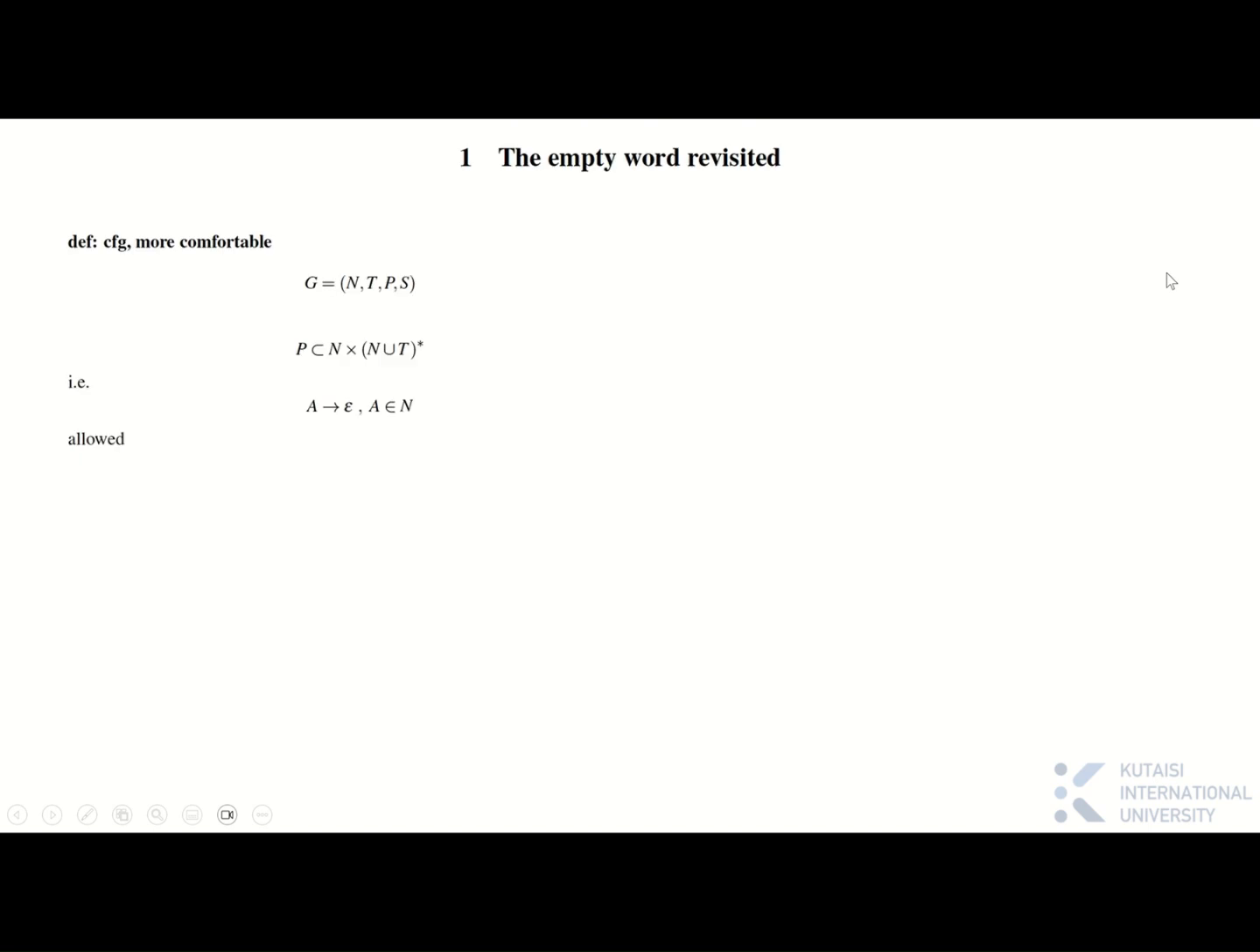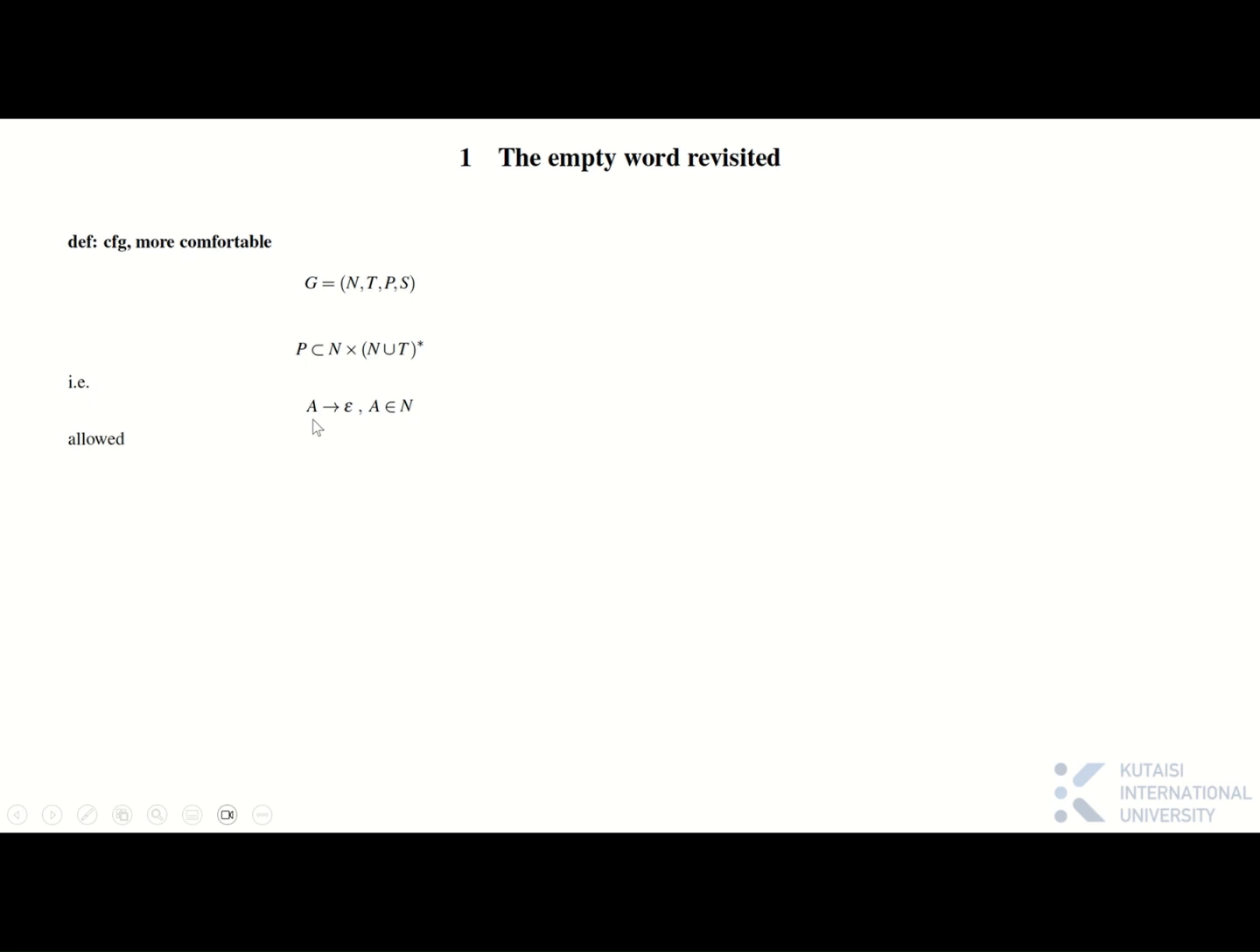For this, let's just recall what the context-free grammar was. It's 4 things: non-terminals, terminals, production rules, and start symbol. Production rules are what? It's 2 things, basically. You have a non-terminal on the left, in the case of context-free grammar just 1 non-terminal, and a string of non-terminals and terminals on the right. Basically, this was it.